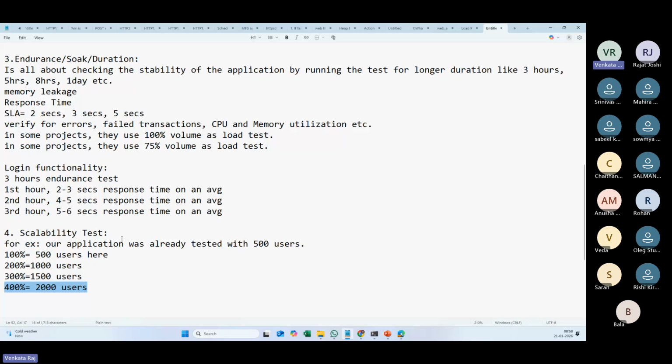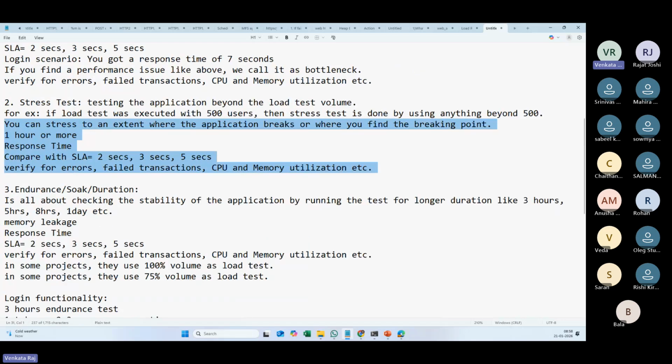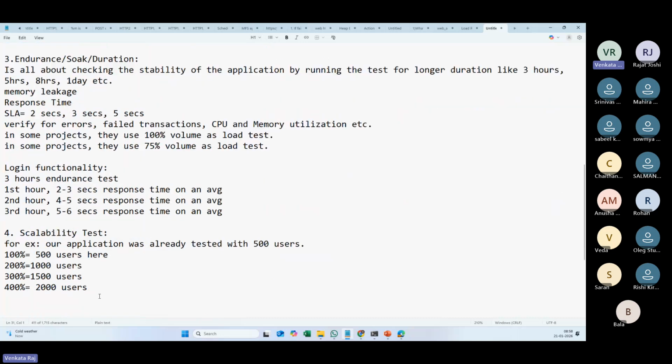So all in all, a scalability test will be done considering the future growth. Okay. So the client will come to you and say, hey, in the next 3 months, the users might grow up to 400%. Then you need to plan accordingly and test it.